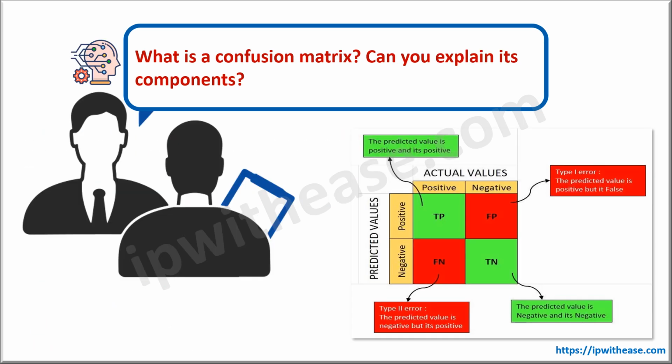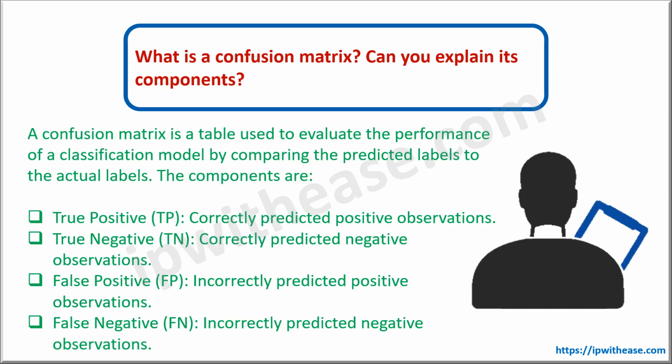What is the confusion matrix? It's a table used to evaluate the performance of a classification model by comparing the predicted labels to the actual labels. Some of the components are true positive, true negative, false positive, and false negative.